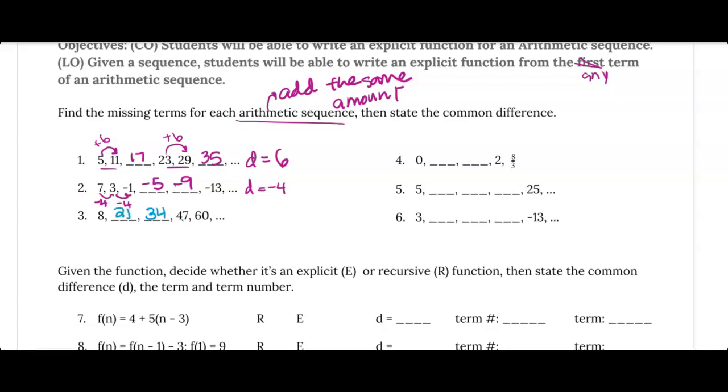You would have seen that to get from 47 to 60, you add 13, giving you a d value, or a common difference, of 13. So then you would do 8 plus 13 to get to 21, and 21 plus 13 to get to 34, and then 34 plus 13 gets you to 47. So that's how you could double check to make sure it works.